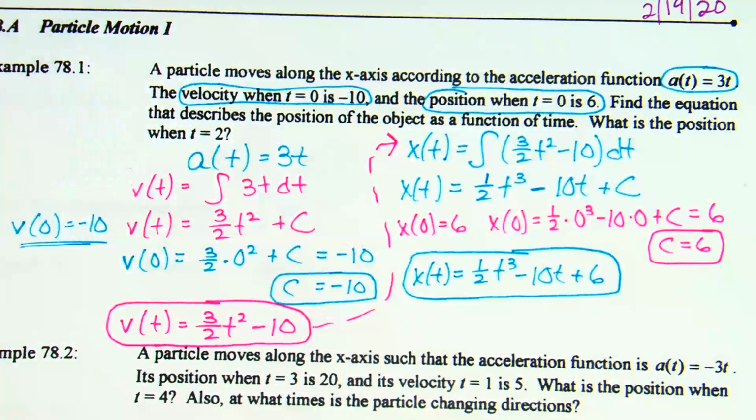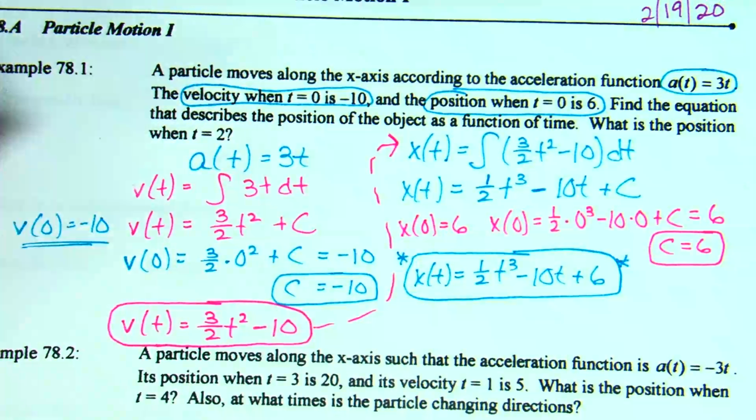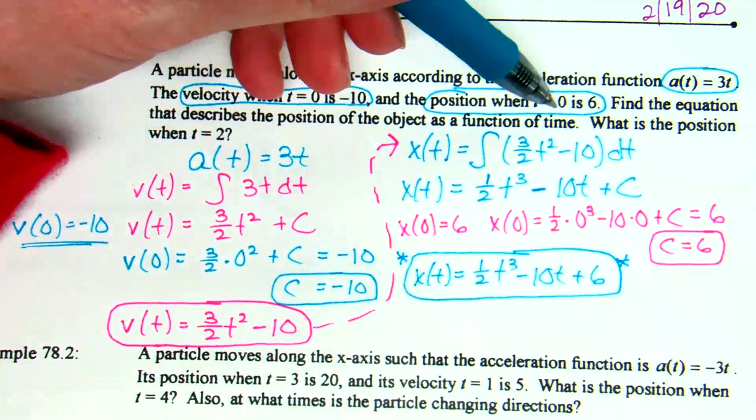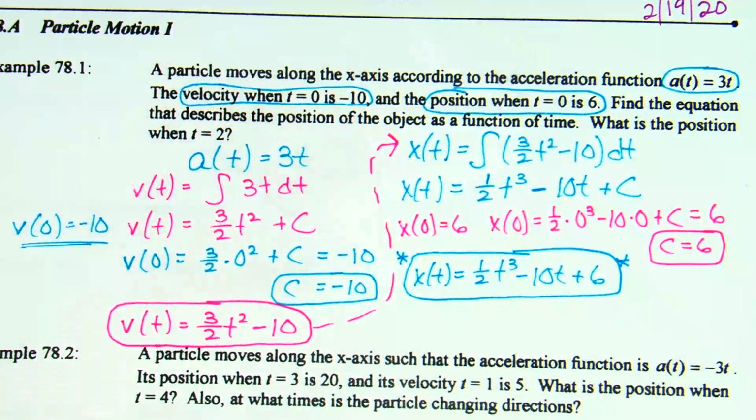Okay, now what did we have to do? I'm trying to remember. Find the equation that describes the position of the object as a function of time. That's right, that right there, yes? What is the position when t equals 2? Plug and chug? I'll take it.